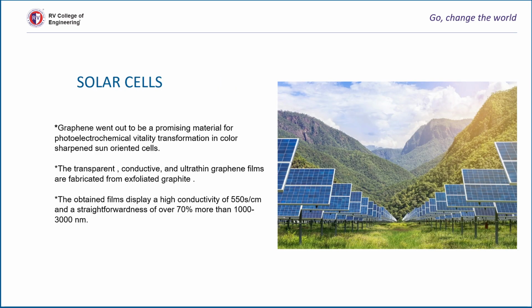So now come the solar cells. Graphene turned out to be a promising material for photoelectrochemical energy conversion in dye-sensitized solar cells. The transparent, conductive, and ultra-thin graphene films are fabricated from exfoliated graphene oxide, followed by thermal reduction. The obtained films exhibit a high conductivity of 550 S per centimeter and a transparency of more than 70% over 1000 to 3000 nanometers.